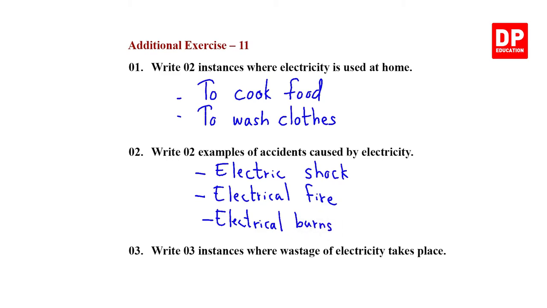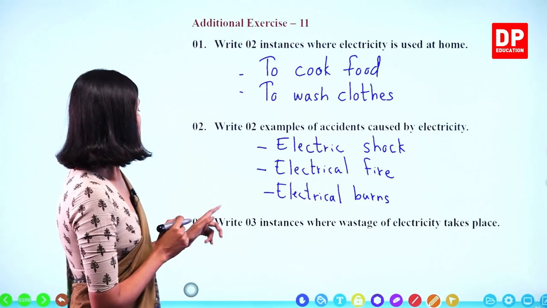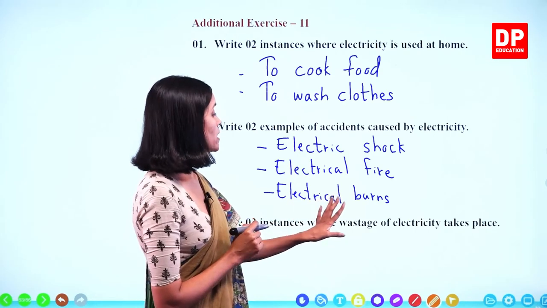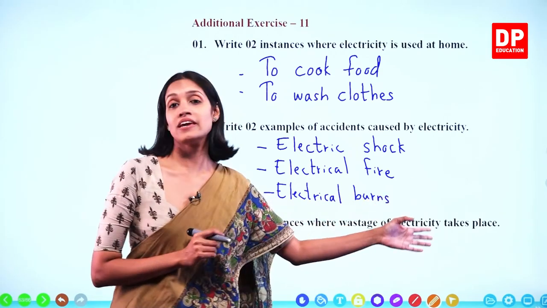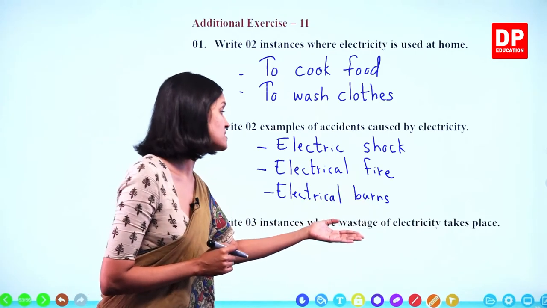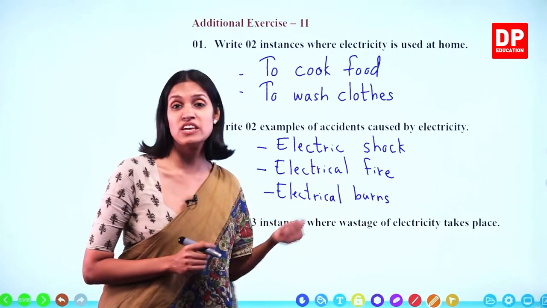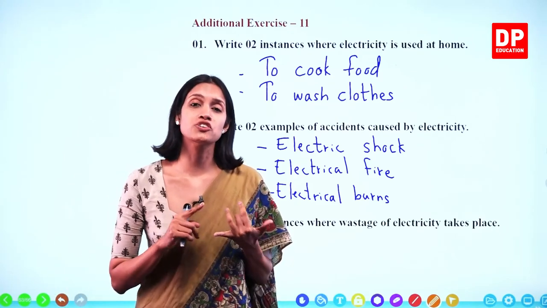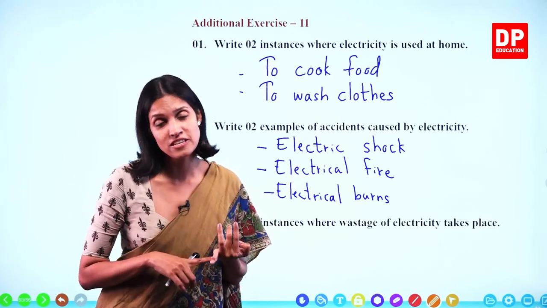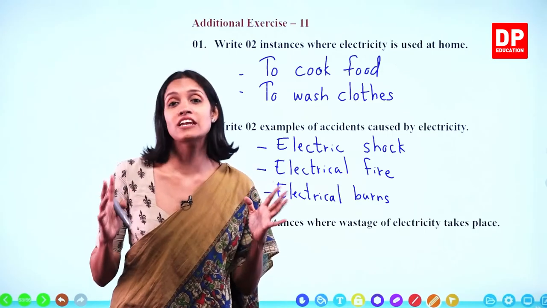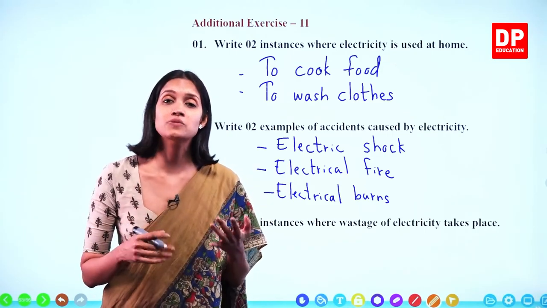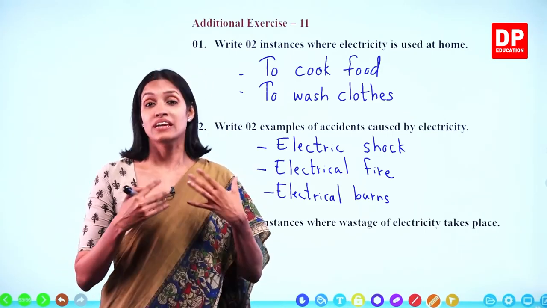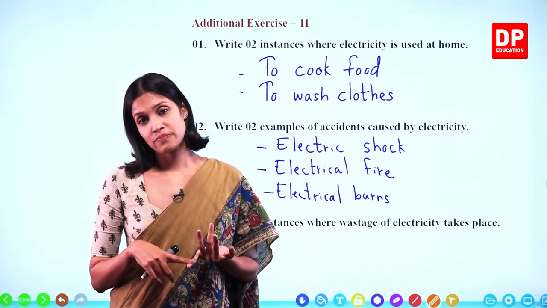Write three instances where wastage of electricity takes place. What are the ways that electricity wastage takes place, children? There are different ways. Sometimes we don't switch off the lights and other appliances after using, especially lights, right? The light bulbs, when we don't switch them off, electricity wastage takes place, right?